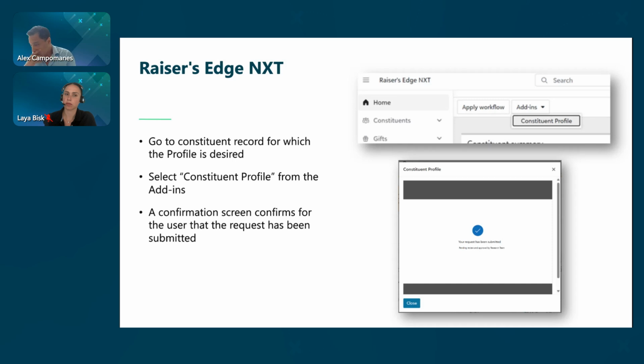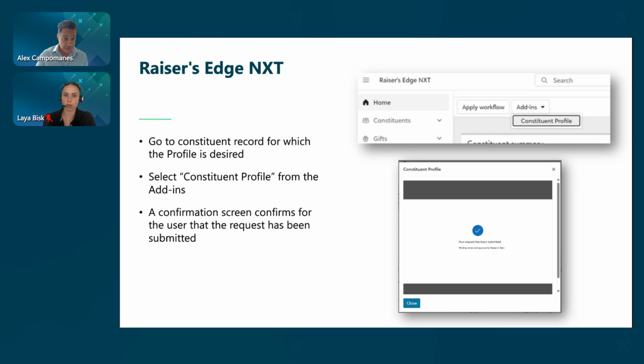Now, one of the things we're going to do in the future: we've built this application with the ability to scale it up. So there will probably be additional types of profiles, so different Word templates. One right off the bat that we're working on is organization. Our organization profile is different from an individual profile. And so you'll have the ability to pick either constituent profile or organization profile.